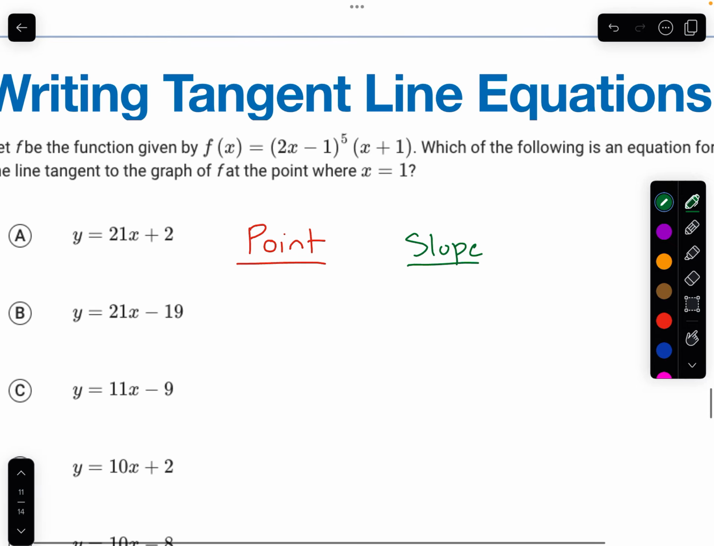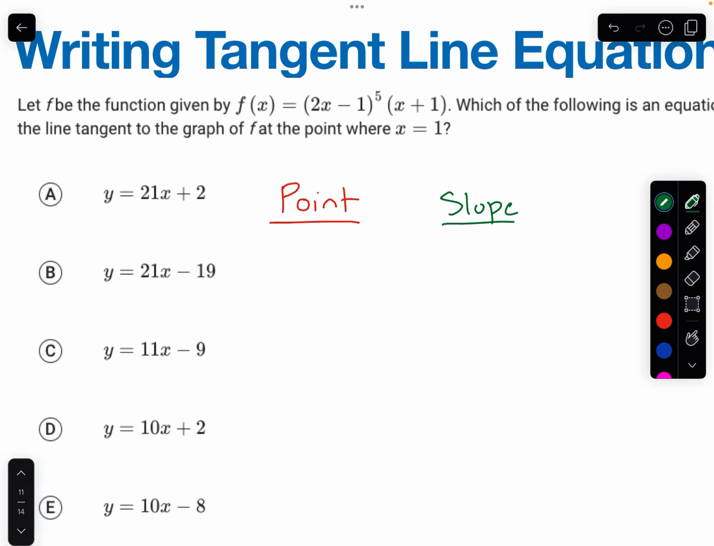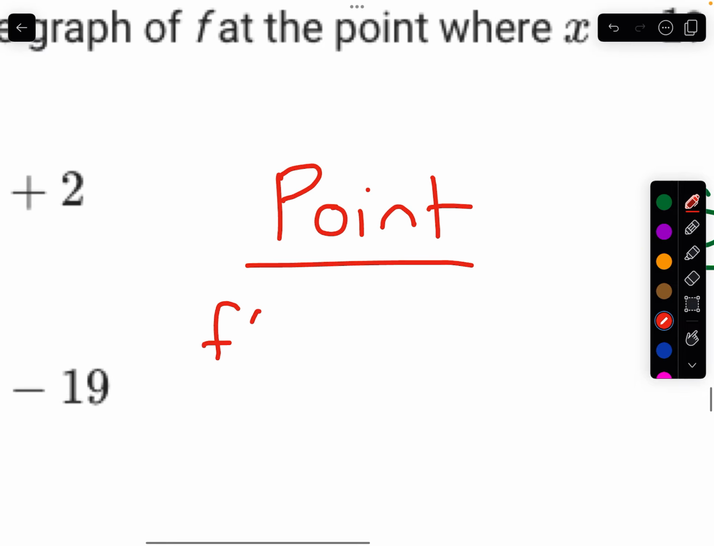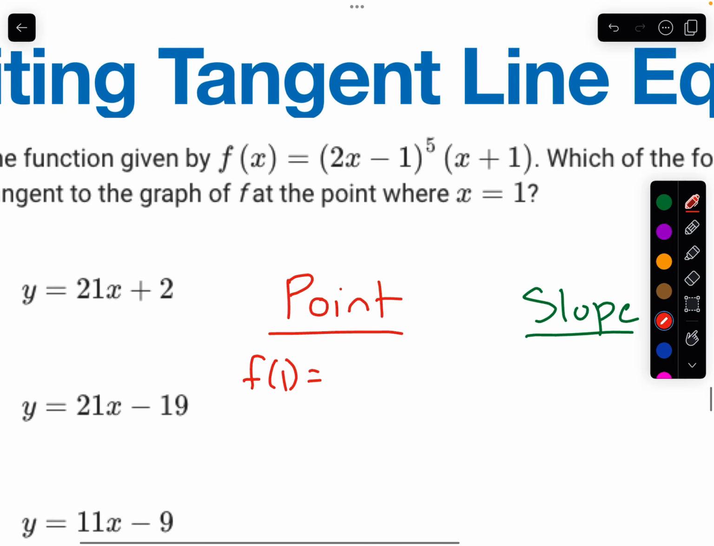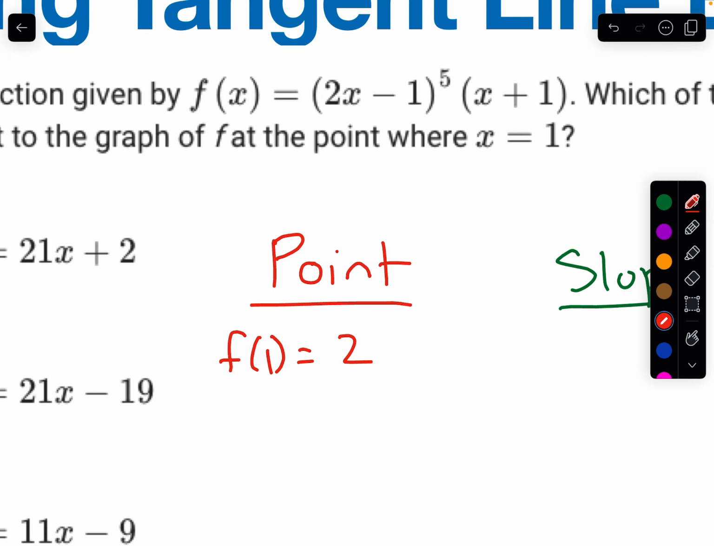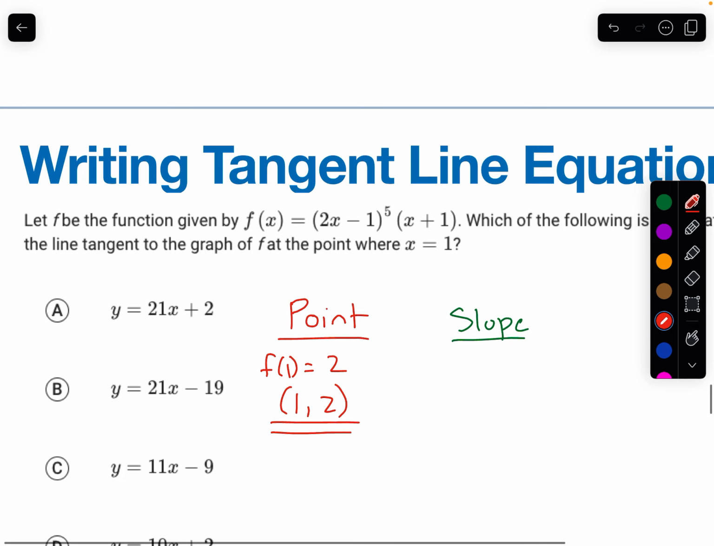And once we get that information, we may be able to eliminate some multiple choices, but we're going to pretend for a minute that this is not a multiple choice question. Now let's start with our point. We know that x is equal to 1, but we should have the y coordinate as well. So we're going to take 1 and plug it into this function up here, do a little bit of arithmetic, and when you plug 1 in, you'll get a y value of 2. So our point of tangency here is the point (1, 2). Okay, I'm going to underline that twice. We're going to use that.